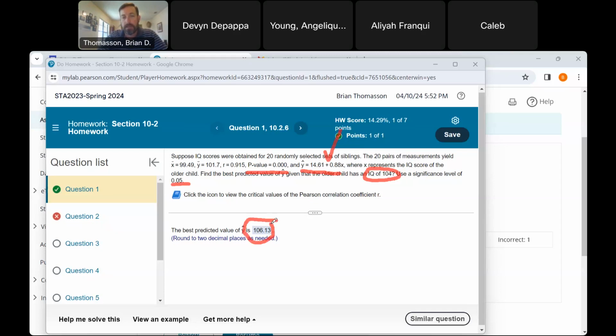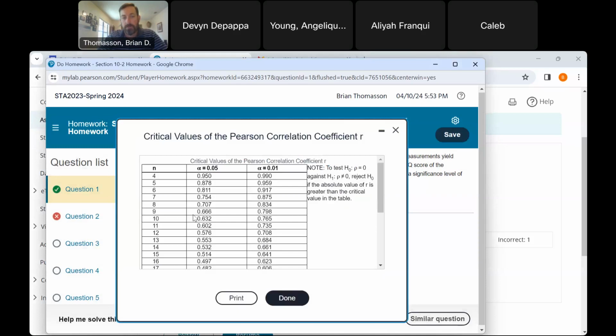Another way of doing it is looking at our R value. That's pretty close to 1. But if we go to our table, we can figure out, is that high enough to say there's linear correlation or not? So to check that in the table, we have to know how big is our sample size, which is 20, and what's our alpha? 0.05.